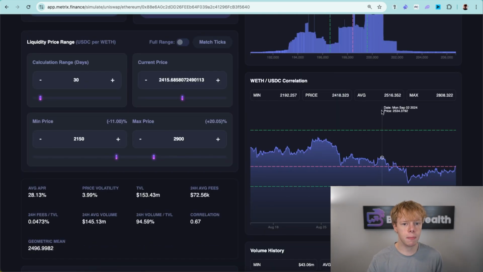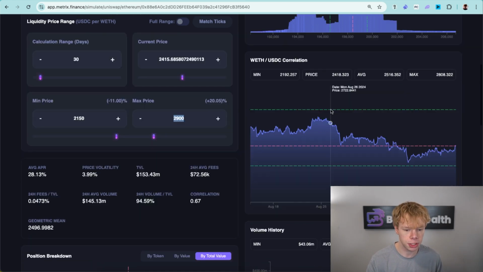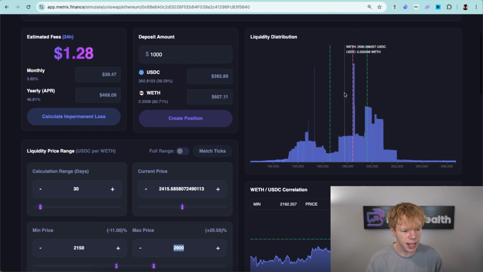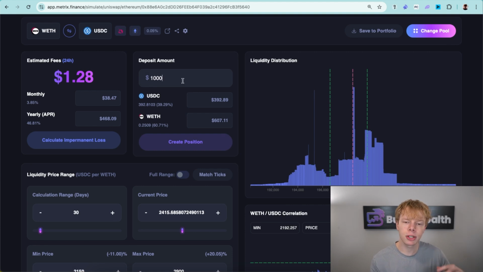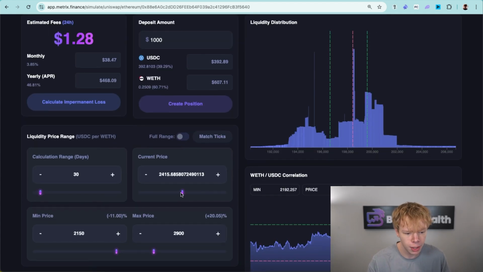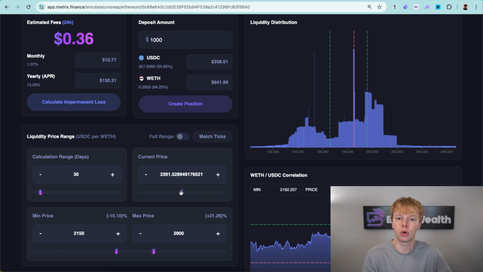Now I am personally going to use a range of 2150 to 2900, and looking at the chart, you'll notice that that gives us primarily Ethereum, about 60% Ethereum. Now we're actually going to be deploying $1,000 into this liquidity position. Now before I start even using any other tools, I need to make sure that I'm using Metrix efficiently. So the first thing that I notice is the price is right to the left of this peak of liquidity, right? There's a ton of liquidity right to the right of our current price, which means we need to assume that that's what we're going to have on the current price. And we go from an APR of roughly 46% to an APR of roughly 13% just by adjusting the current price, because there's a lot more liquidity on that price.